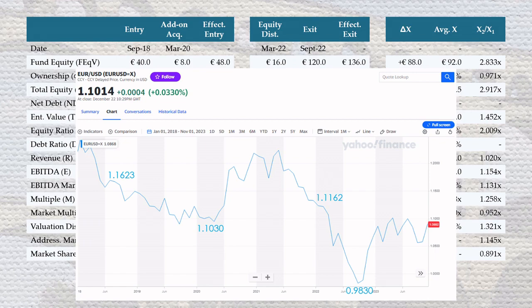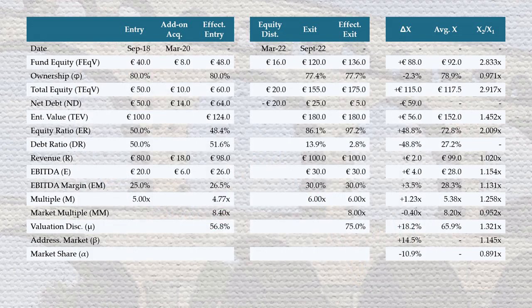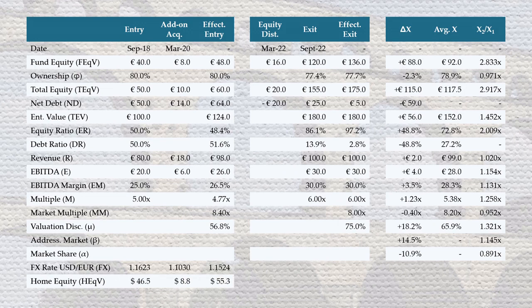and again, this data is both widely available and free. Given the exchange rates, the fund's initial investment of 40 euro corresponds to a draw of 46.5 USD, and the add-on investment of 8 euro corresponds to a draw of 8.8 USD. They add up to 53.3 USD, which provides the blended entry exchange rate of 1.1524.